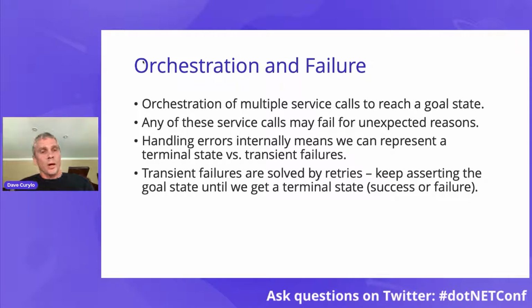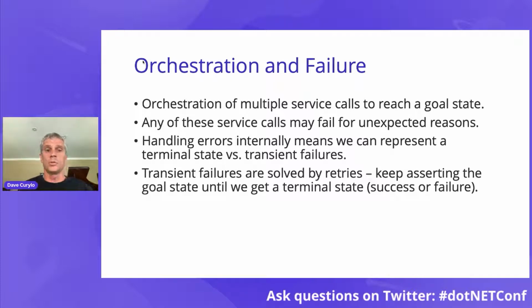So, all right, about Azure. We have orchestration and failure modes. With Azure, when you want to deploy a cloud native application, you have to orchestrate multiple service calls to reach what we call a goal state. The goal being these resources are deployed. Any of these service calls may fail for unexpected reasons. And inside Azure, we like to represent errors as a terminal state versus a transient failure. A terminal error is one that you can't retry. It's just the system's busted. You're going to have to roll back. You're going to have to do something else. Or a transient one, where you retry it and it'll work.